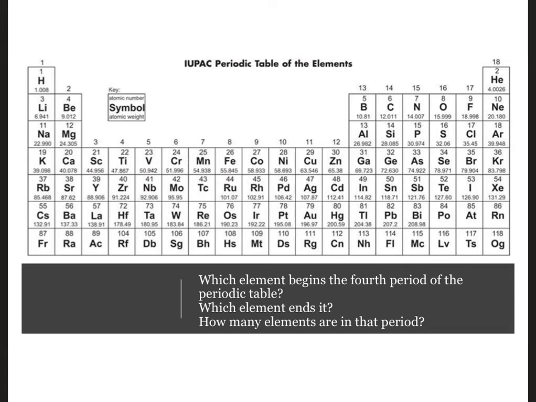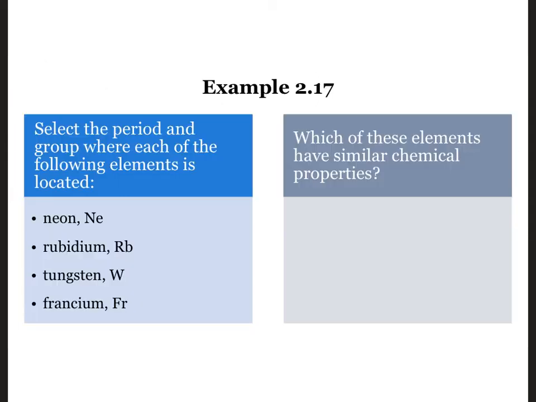Which element begins the 4th period of the periodic table? Which element ends it? How many elements are in that period? Potassium begins period 4. Krypton ends period 4. There are 18 elements in period 4.